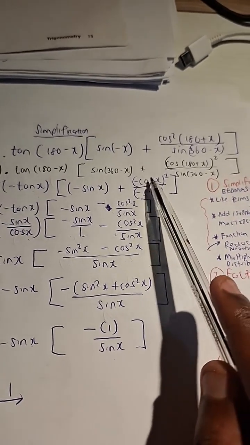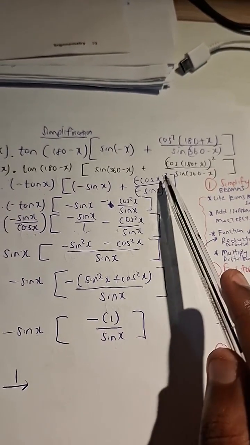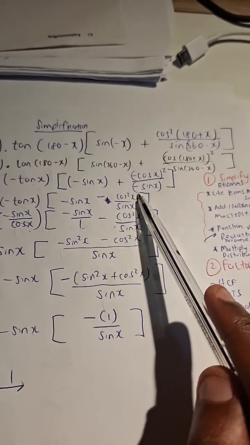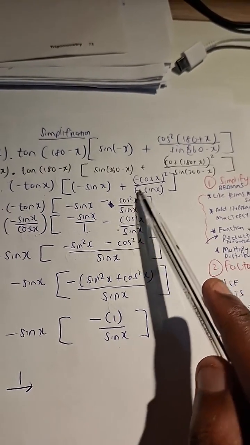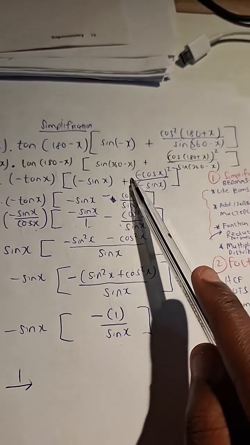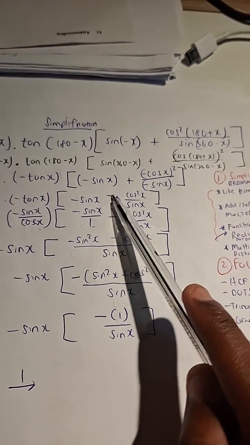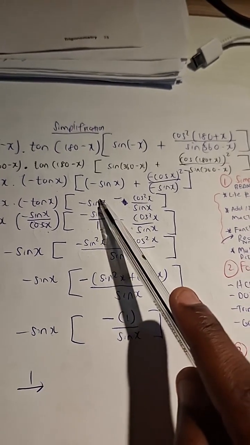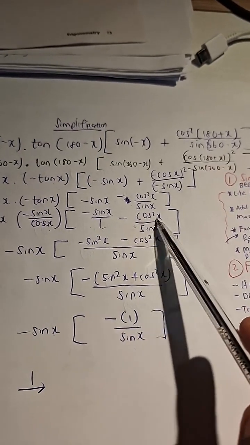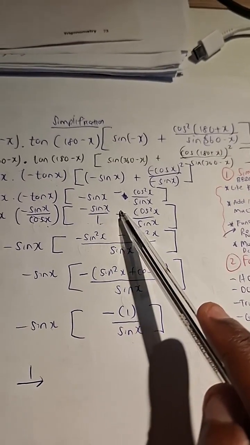And for all of these evaluations, guys, we get marks, so don't take these evaluations and reductions for granted. These are quick-fire marks. Then this negative sine x times this positive cos, this positive sine, will give you a negative. Then you have negative sine x over 1 minus cos squared x over sine x. So you have two fractions that you can subtract here.